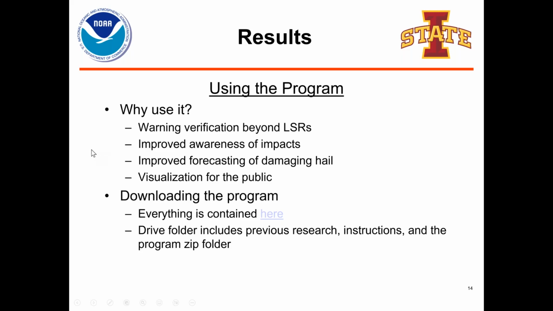It can help you improve forecasting of damaging hail. If you see that this happened and you go back retrospectively and take a look at what sort of radar signatures were there, what sort of severe storm parameters were in place for that day, you can line that up with what actually happened and help improve your forecasting. And then lastly, this would be something that you could put into, say, a story map within ArcGIS Online to help you visualize what actually happened for the public.